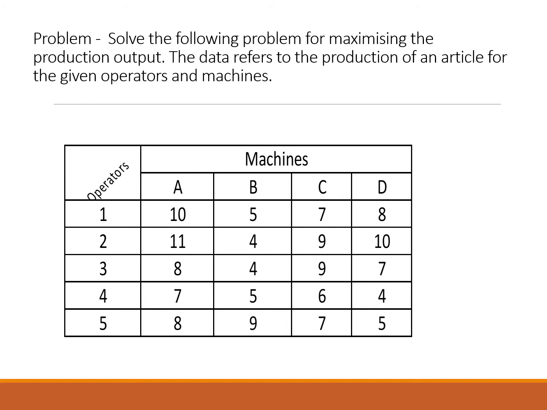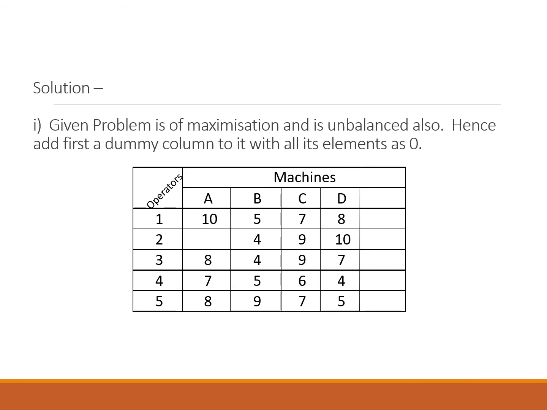So first always look whether the given matrix table is balanced or unbalanced. First check it out, and write it down in a new matrix table. The given problem is a maximization and is also unbalanced. Hence, add a dummy column to it with all its elements as 0. So add the dummy column with the value 0 for all.